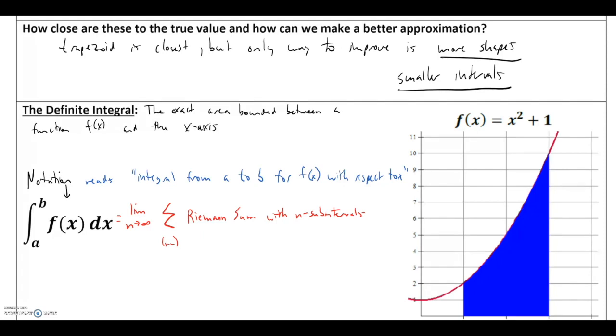It would look very much like what you see on the graph to the right, where we have taken our original problem, f of x equals x squared plus 1, and shaded in the exact area bounded between that graph, the x-axis, on the boundaries 1 to 3. And the notation for that area would be the integral from 1 to 3 of x squared plus 1 dx, or with respect to x.